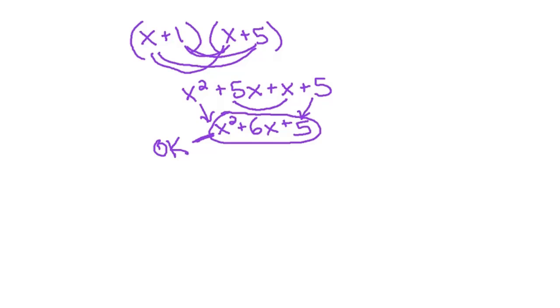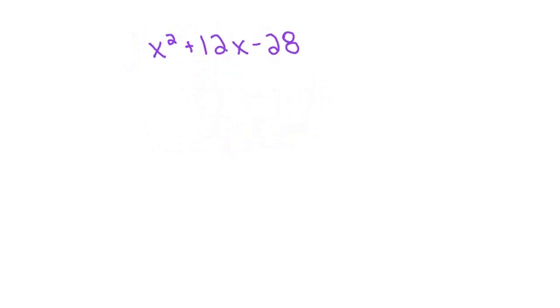So this checks out. It's okay. So we know that this parentheses x plus 1 times parentheses x plus 5 is the same thing as this factored out. Okay, so here's another one.